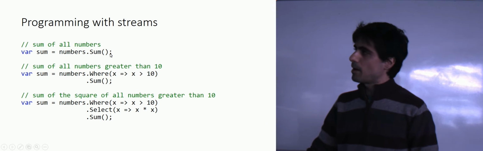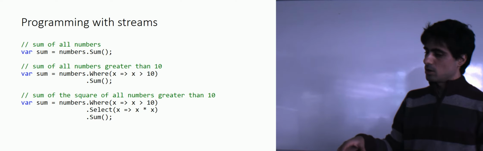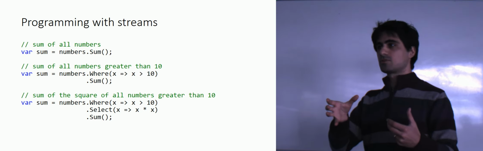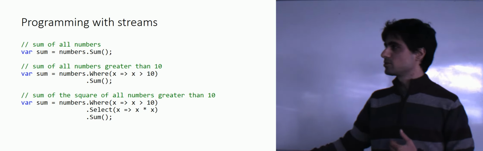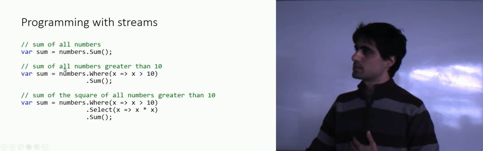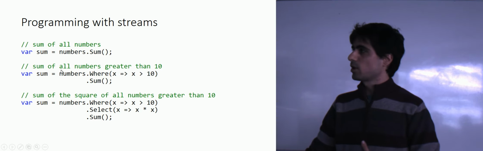But even more powerful than that, you can actually define new enumerables, new data structures, just in terms of this interface, okay? We will go into detail as to what this means, but essentially we would like to be able to do things like this, where I just say, let's say I wanted to sum all the numbers greater than 10, okay? I would like to say something like this.